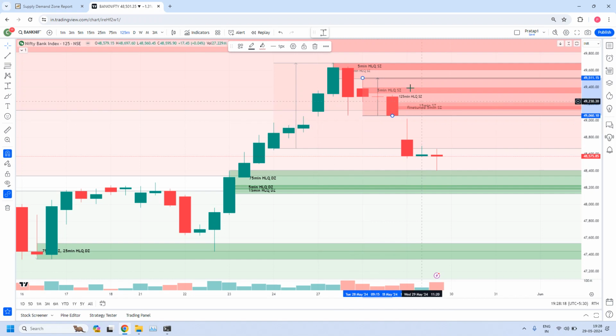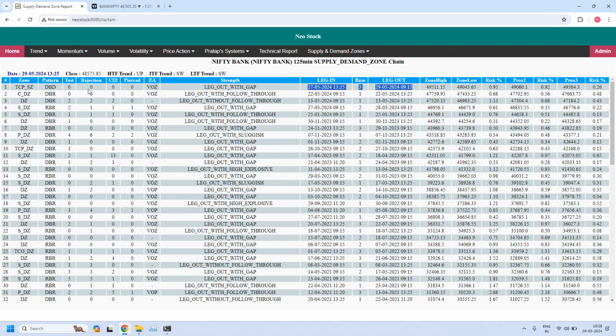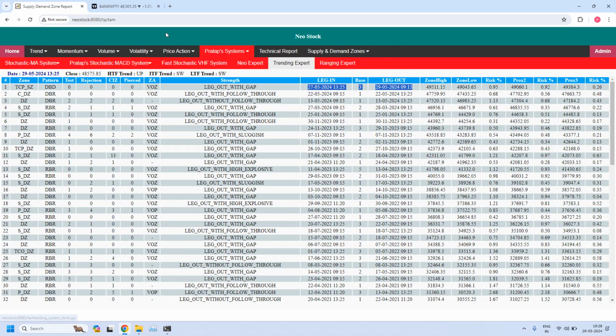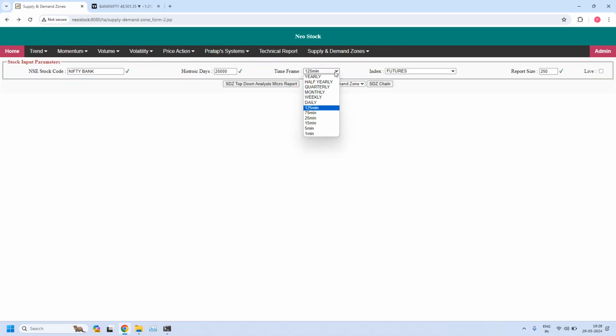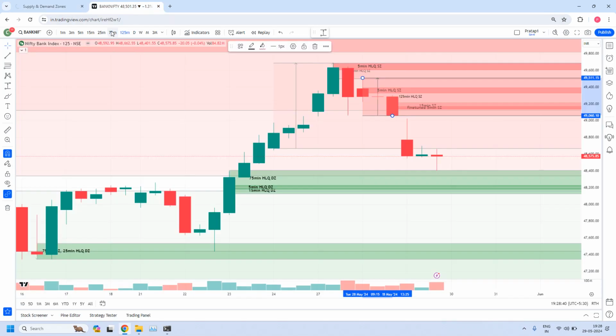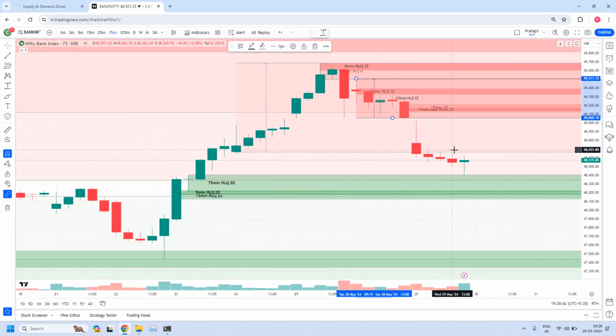So within this 125 minutes high liquidity fine-tuned supply zone, inside this daily, we have 5 minutes high liquidity zones available. So now what we do? Let's go back and generate the next time frame. Now I'm changing the time frame to 75 minutes. I'm generating the chart. Here also changed the time frame.